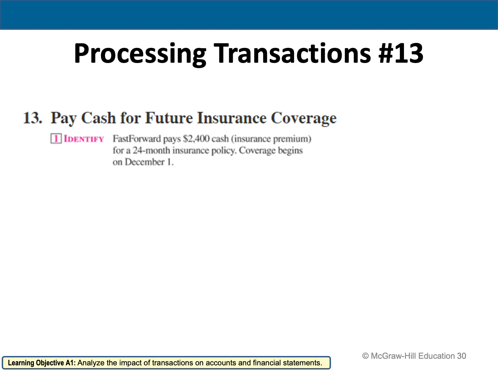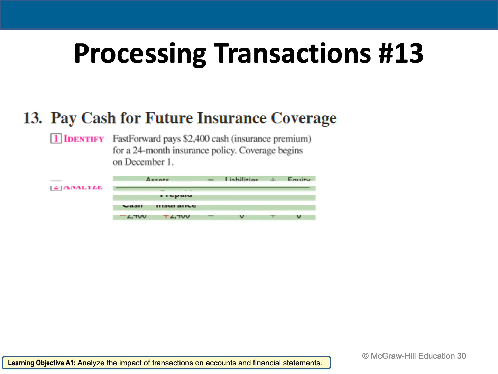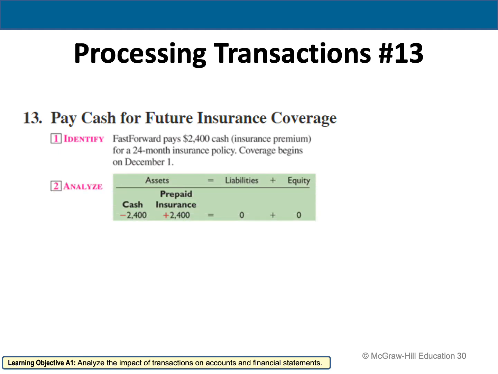Since I pay in advance for an insurance, but I did not use the insurance yet, I'm going to record it as a prepaid. So what will happen here? My cash will decrease. Why is my cash going to decrease? Because I'm paying. And what will increase? My prepaid insurance. Why is my prepaid insurance increasing? Because I paid for the insurance, but I did not use the money yet.